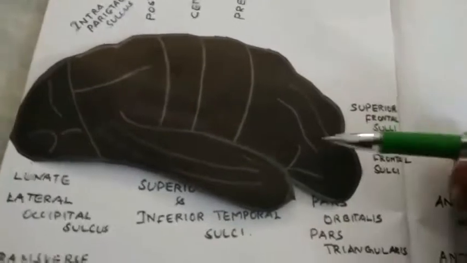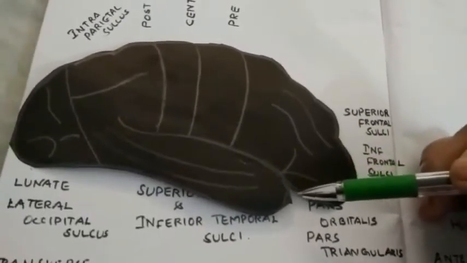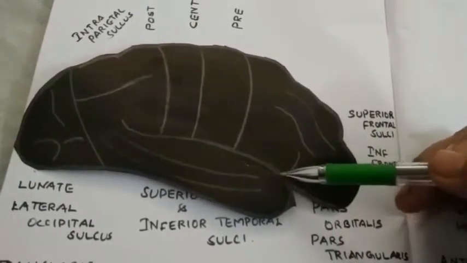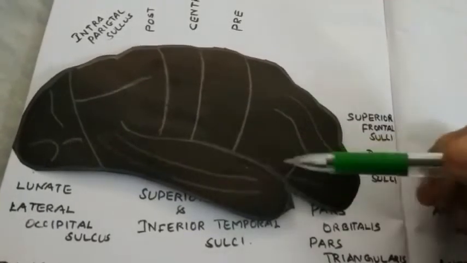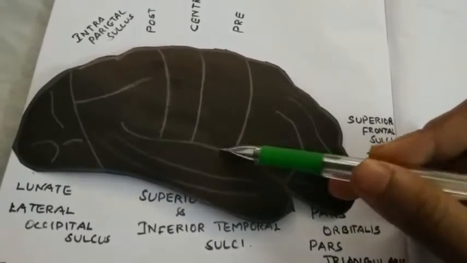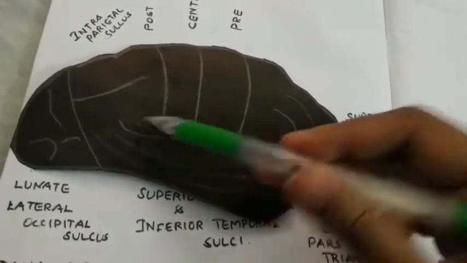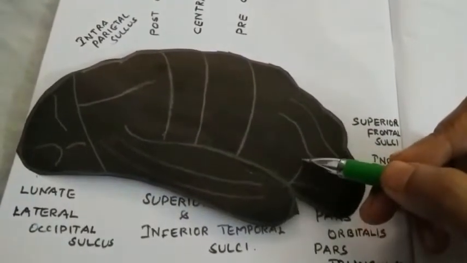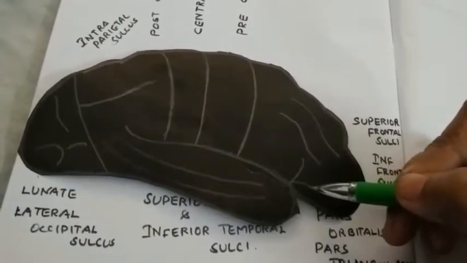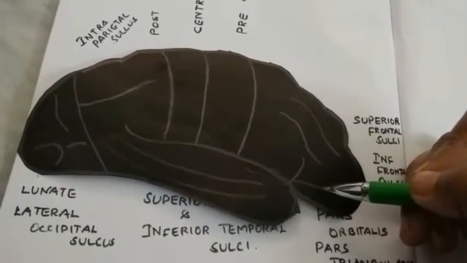Now let's see about the lateral sulcus. The lateral sulcus starts from the inferior surface and when it comes to the superolateral surface it is divided into three parts. So this is the posterior ramus of the lateral sulcus. This is the ascending ramus of the lateral sulcus and here is the anterior ramus of the lateral sulcus.